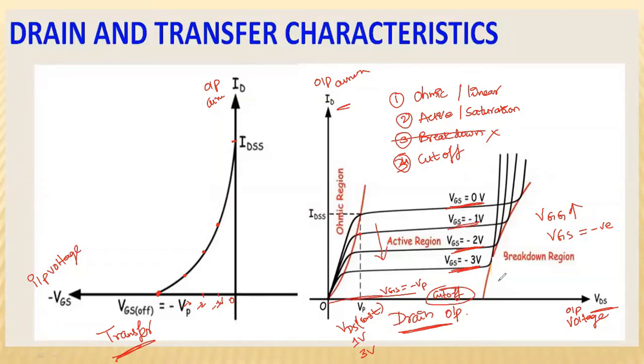So in the cutoff region, the JFET acts as an off switch, because the current is zero, so it acts as an open switch. And in the saturation region, the current is almost constant, so it acts as an on switch. So in the active or saturation region and the cutoff region, the JFET is used as a switch. And in the ohmic or linear region, the JFET acts as an amplifier. So applications are the same as the BJT.